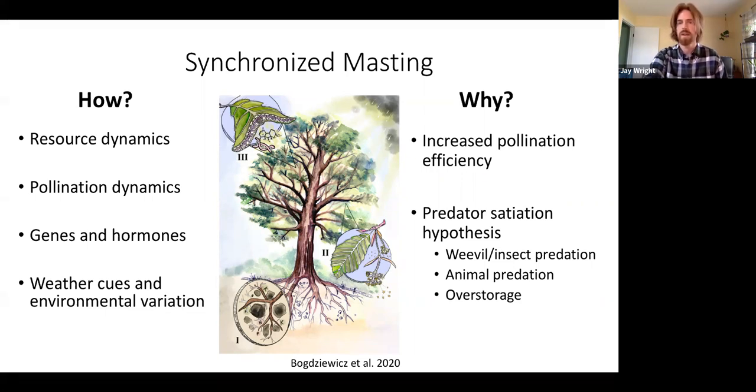synchronize this masting. Now, the other question is, why would trees evolve this behavior, this synchronized masting behavior? And there are a couple of theories that seem to have some evidence in the research to support them. So the first one is that it really increases the pollination efficiency. So if you think about one oak tree in your backyard that puts out a lot of flowers, but none of the other trees around it have done that at that time, then the cross-pollination rate is going to be very low.